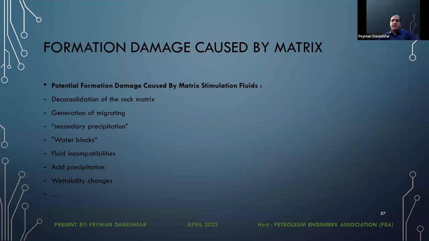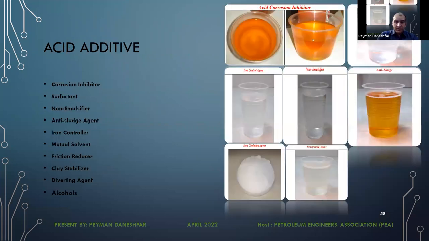So, we talked about acidizing and the benefit of acidizing. But acidizing can lead to some formation damages, such as deconsolidation of the rock matrix, generation of migrating fines, secondary precipitations, water blocks, fluid incompatibility, acid precipitation, and wettability changes. Okay, remember all of them. Each part of this has a word, okay? Remember all of them. These are the formation damages that can occur.